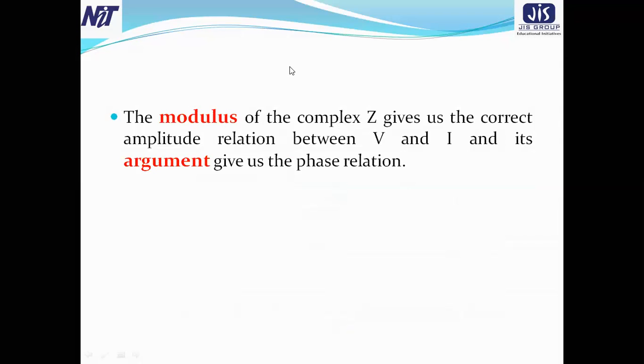So what is the significance of Z? It gives us the correct amplitude relation between V and I, and its argument, what is the purpose of its argument? It gives us the phasor relation. This is the most important part to remember from here.